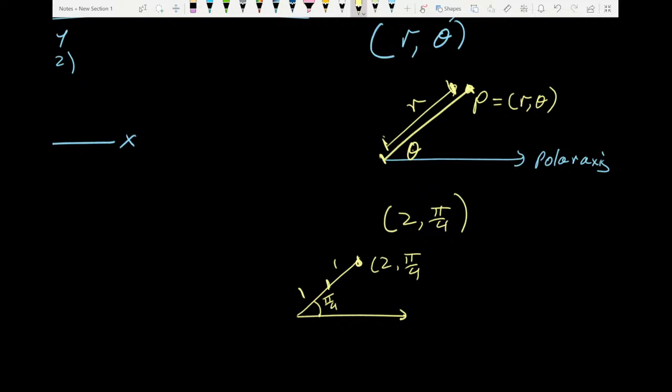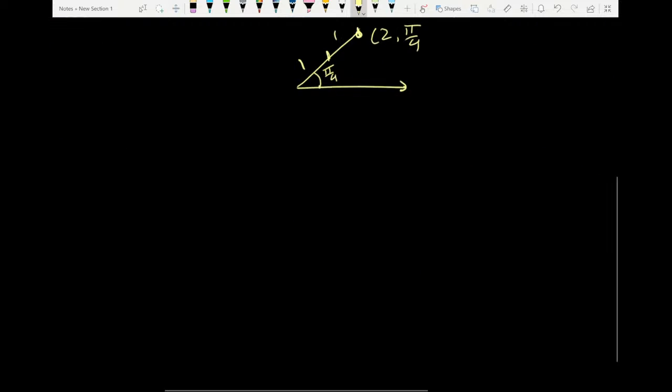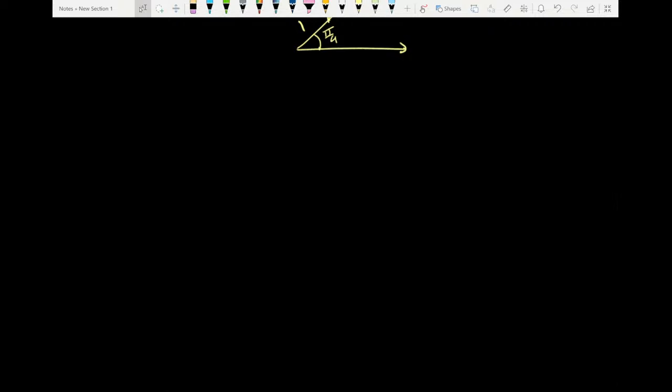That's all. Now the issue becomes, what if I give you something in polar coordinates and you convert it into the xy plane, or from the xy plane to polar coordinates? That's what we'll be looking at. But let me give you another example of it.